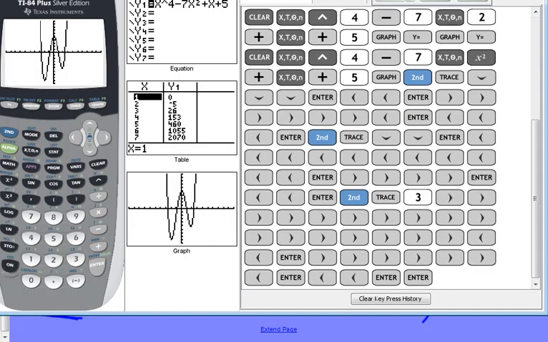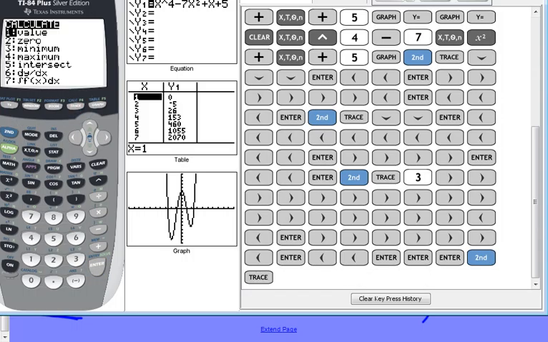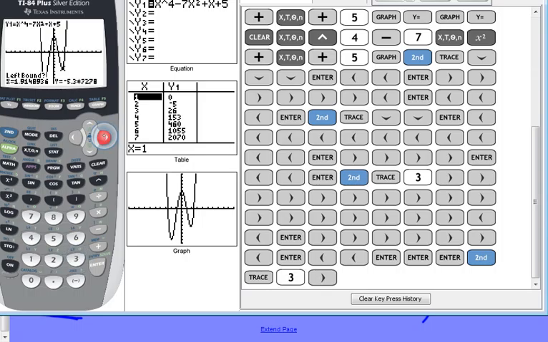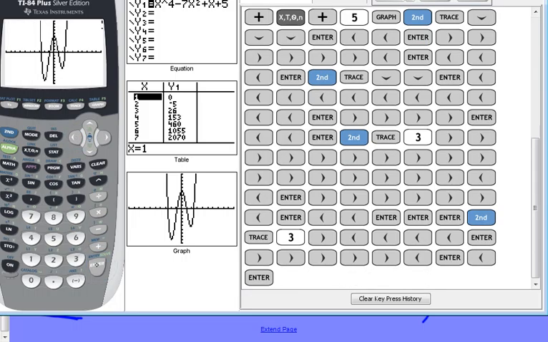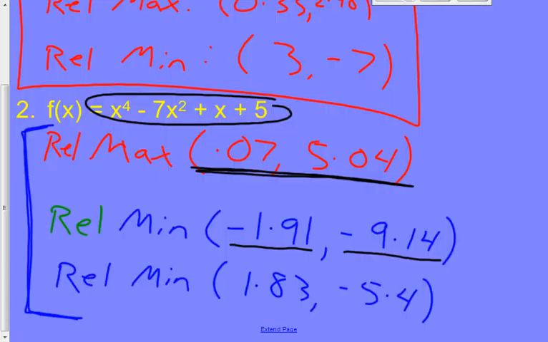Is it thinking? What's happening? Second, calc. I don't know what's going on here. Number 3. There's my left bound. Now I will go right bound. Put my cursor right on top of it. There we are. 1.83 and a negative 5.39 or negative 5.40. And so that's how I got my third point.